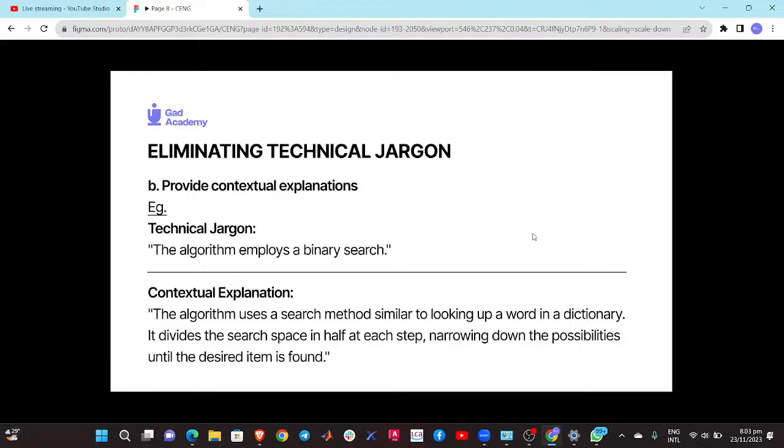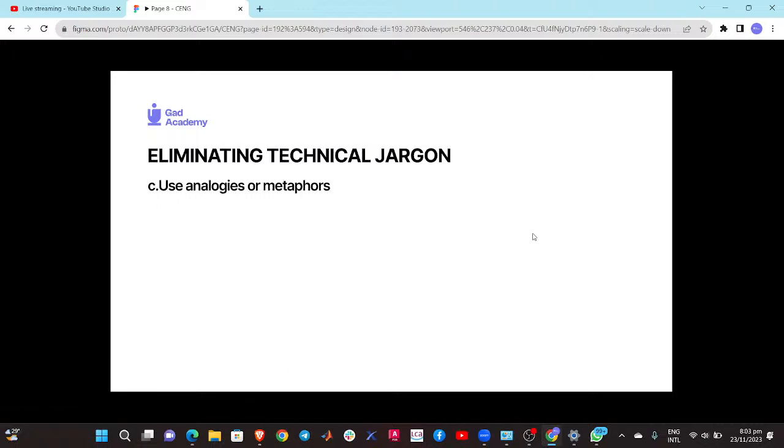So let's see what we have here. The algorithm uses a search method similar to looking up a word in a dictionary. It divides the search space in half at each step, narrowing down the possibilities until the desired item is found. So if someone from English is just reading this, the person will just know what you are talking about, rather than saying the algorithm employs a binary search when the person doesn't even know what binary actually means. So eliminating technical jargon, option C, use analogies or metaphors.